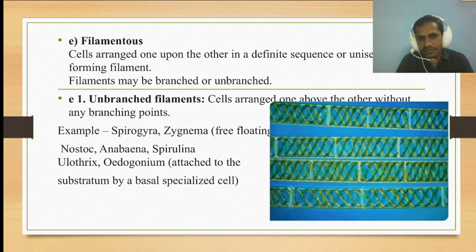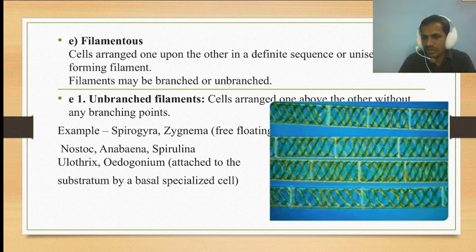Filaments may be branched or unbranched. Unbranched filaments have cells arranged one above the other without any branching points. This is present in Spirogyra and Zygnema, which are free-floating algae.